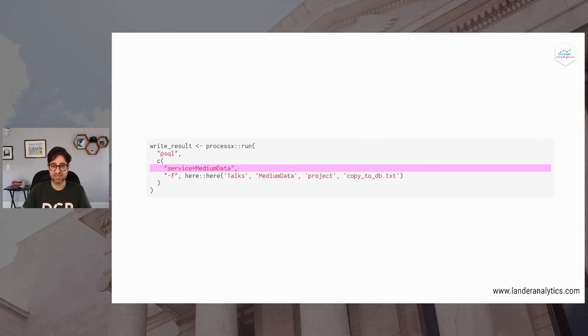We then use processx to call psql, and when we do that, we say service equals medium data, so it knows to use this database information that we got from our service file. And we provide the file of instructions using -f.